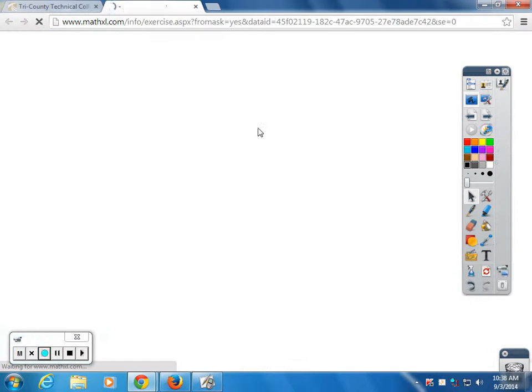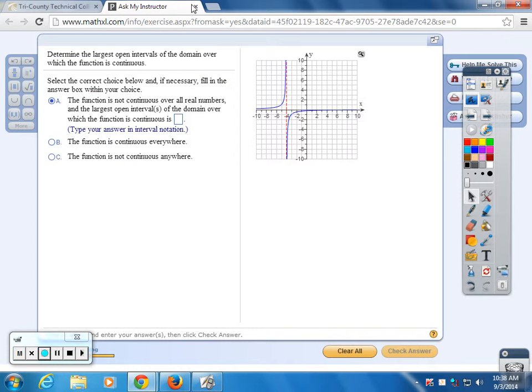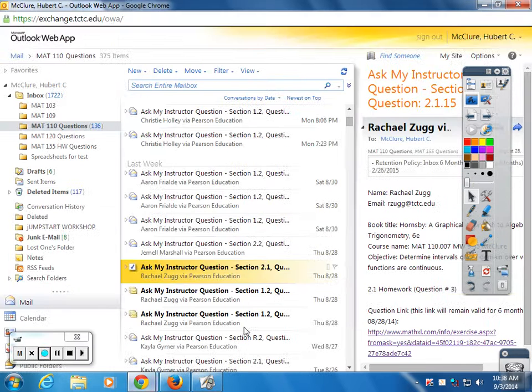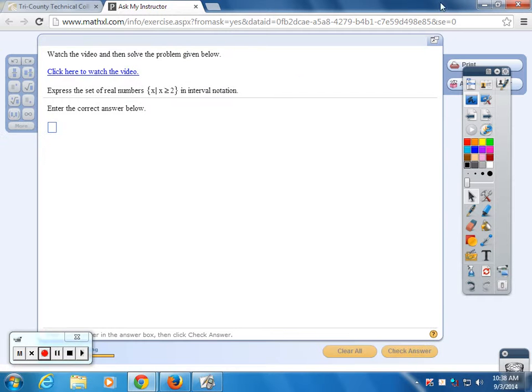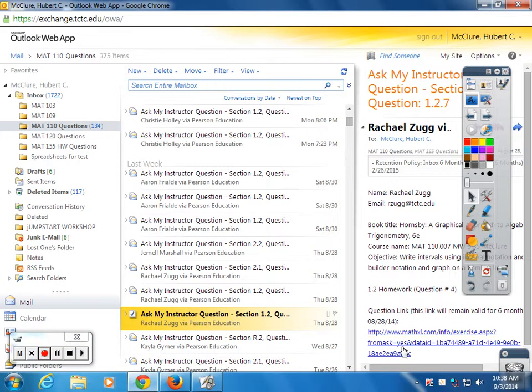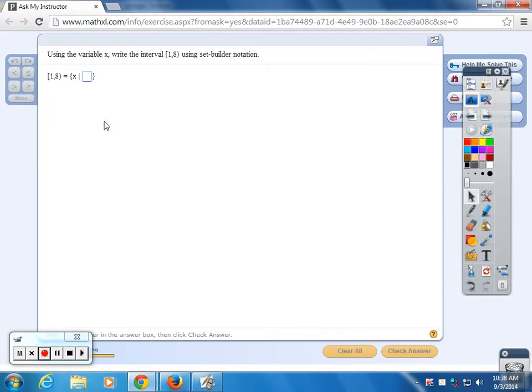2.1, number 3. Oh, we did that one. 1.2, number 22. We did? Okay. Number 4. I don't remember doing this one. Okay, write this one with set builder notation. Notice you have a bracket and a parenthesis. Bracket and parenthesis. That means a lot.